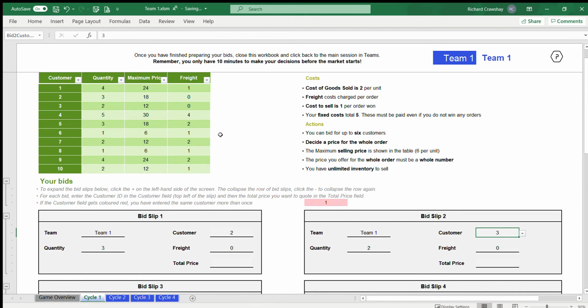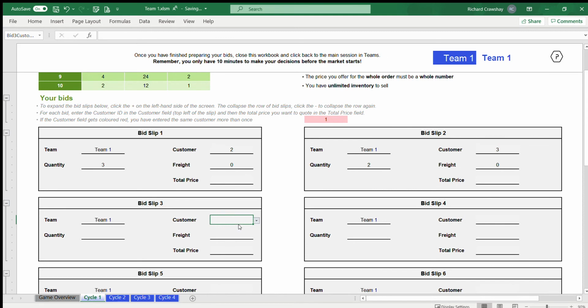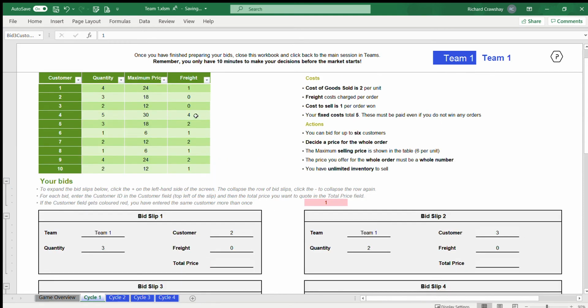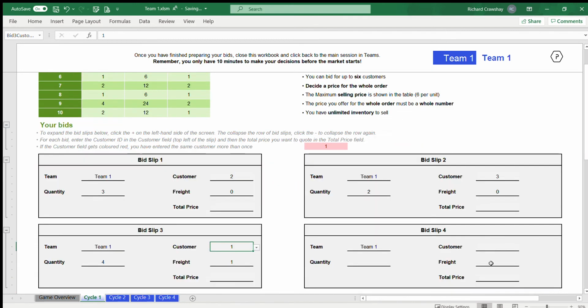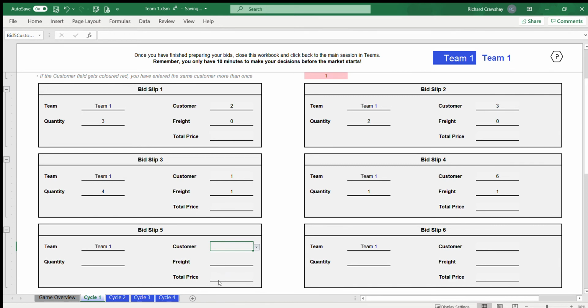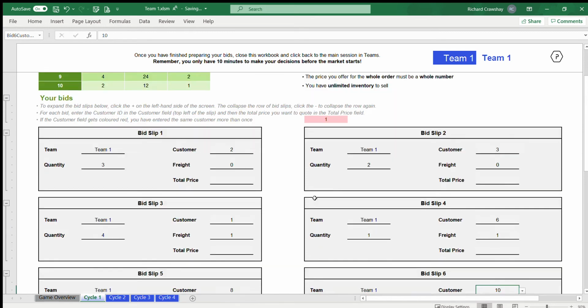So the next freight charges are customer 1 with 1, customer 6 with 1, customer 8 with 1, and customer 10 with 1. And actually that's 4 more, which means that would be my total 6 bids. So I'm going to go for customer 1. I'm going to go for customer 6. I'm going to go for customer 8 and customer 10. Okay, so now I've selected my customers.